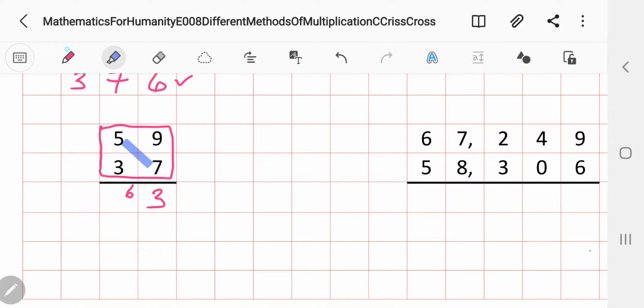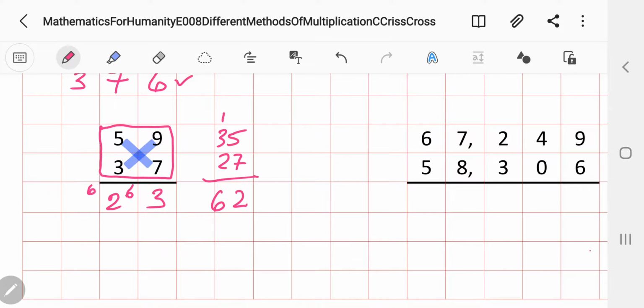5 times 7 would be 35, and then we add the other diagonal. 3 times 9 would be 27, so we have 27 here. And then 35 plus 27: 5 plus 7 would be 12, carry 1, this would be 1 plus 3 plus 2 would be 6, so that's 62. So I'll write 62 here.